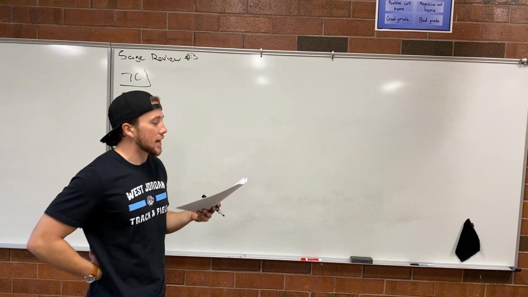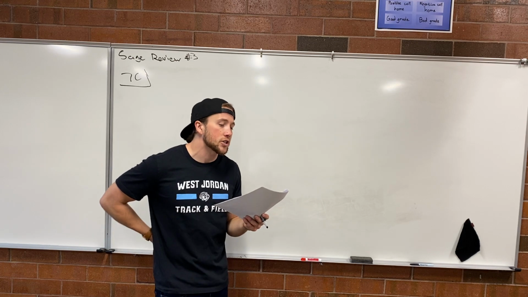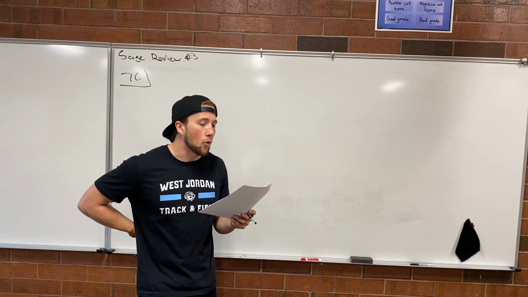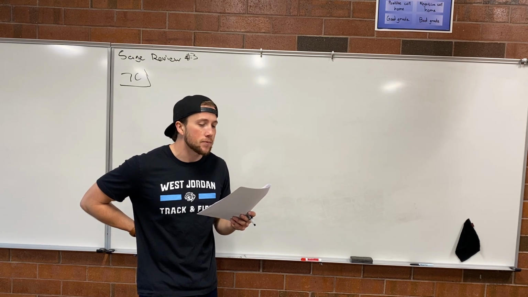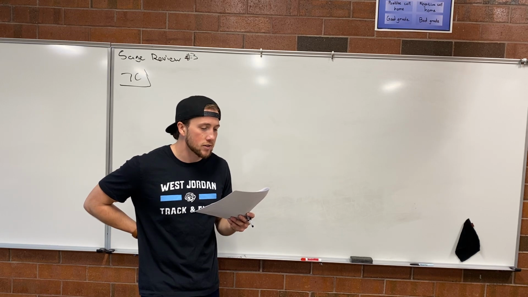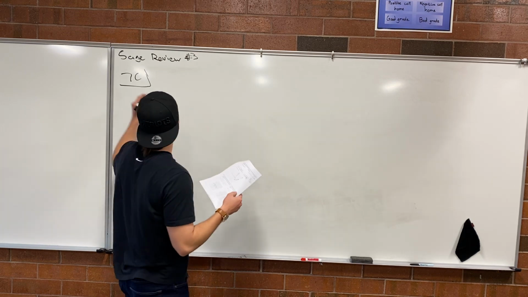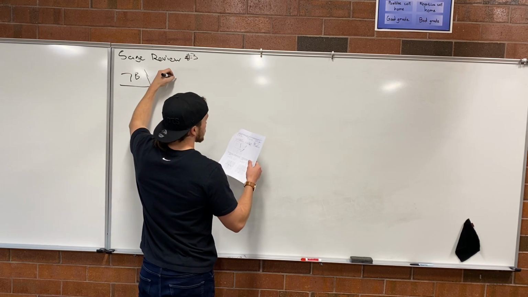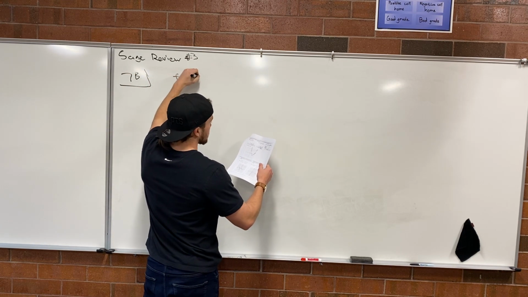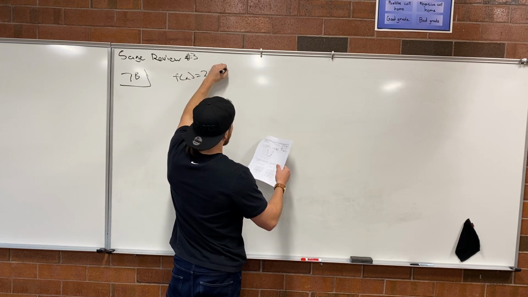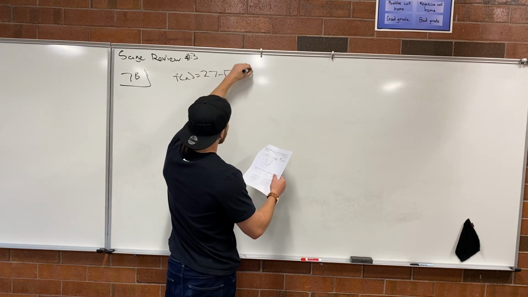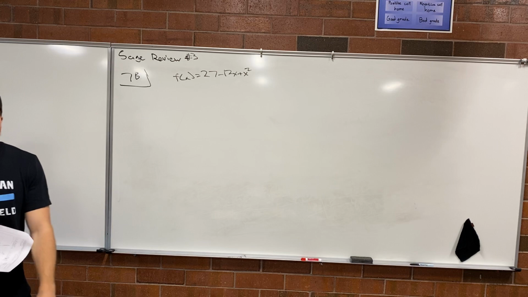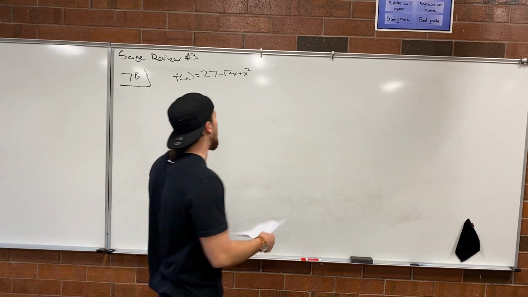Okay, so what this question is asking for: given the following function, find the requested form and tell what information you found to aid in the graphing process. Show all steps. So this is 7B, and we start with f of x equals 27 minus 12x plus x squared. This is not in standard form, but we have everything we need to get it into standard form.